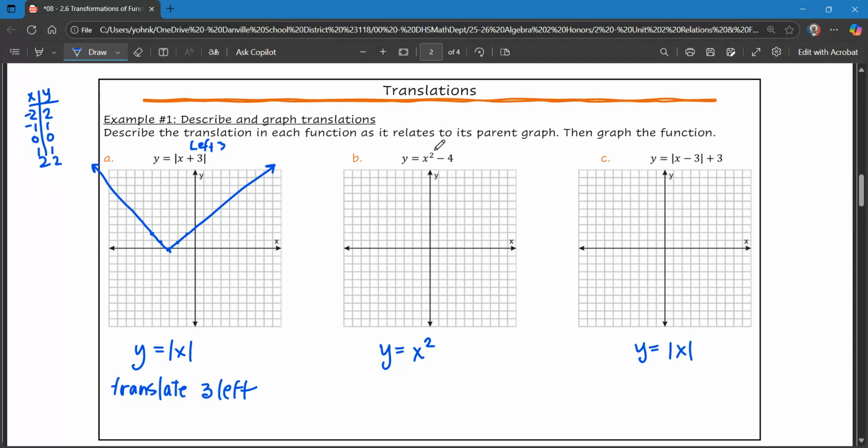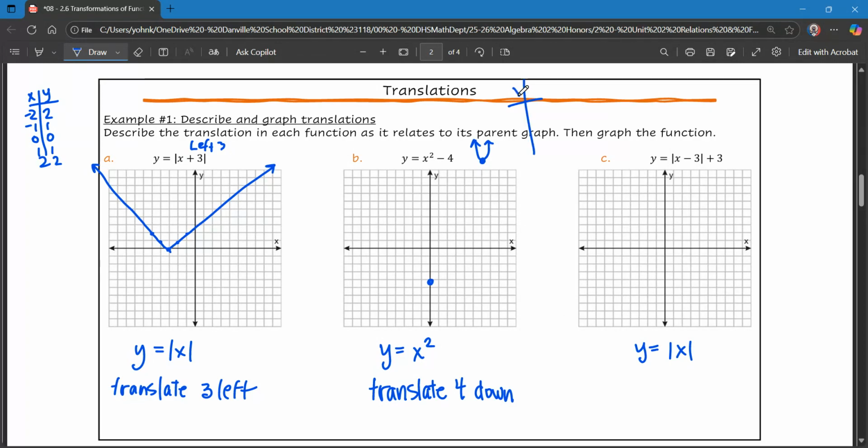Letter B, y equals x squared minus 4. So the parent function is the parabola y equals x squared. This minus 4 means we're going to translate down 4, or translate 4 down. So a normal parabola is going to be an opening U that goes through 0, 0. This time ours is going to go 4 down, so instead of 0, 0, it's going to go at 0, -4.